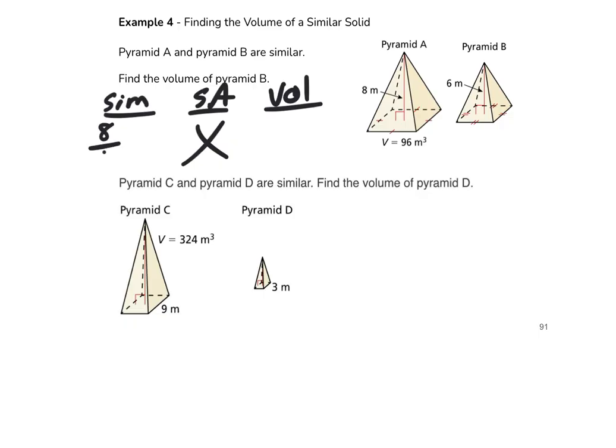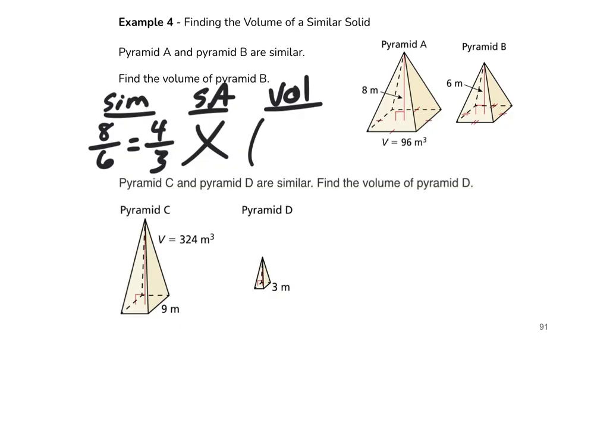So I'm going to go 8 over 6. Some people say, well, can I do 6 over 8? Sure, as long as you stay in the same order when you set up your proportion, not a big deal. Always reduce it so we have a little bit smaller numbers to work with. So 4 over 3, that's what we call our similarity ratio or our scale factor. There's a lot of different names that we use for that.